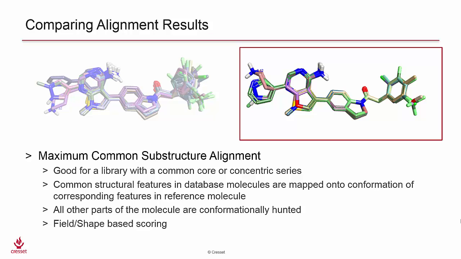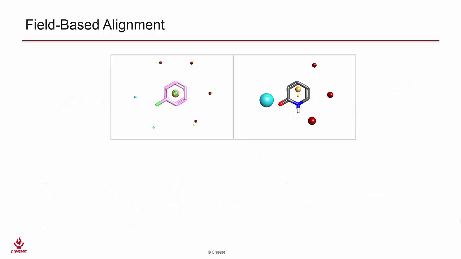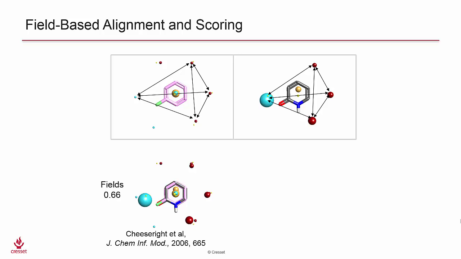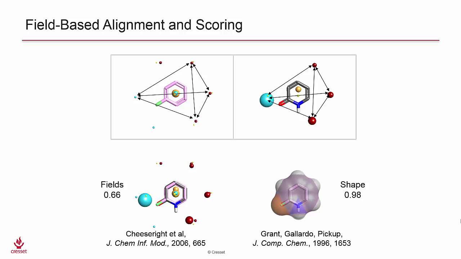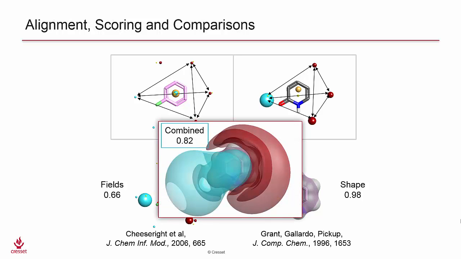Let's explore how the alignment algorithms work. In field-based alignment, the three-dimensional array of field points are used to generate and score the alignment. In scoring the alignment, we use a combination of field and shape-based similarities. We see from the molecules here that we have a reasonable field score of 0.66. Looking at the shape similarity, we have a score of 0.98. Using these two similarity features in combination, we get a combined score of 0.82. By default, we use 50% fields and 50% shape when we do our scoring. However, this option is customizable to the user preferences.